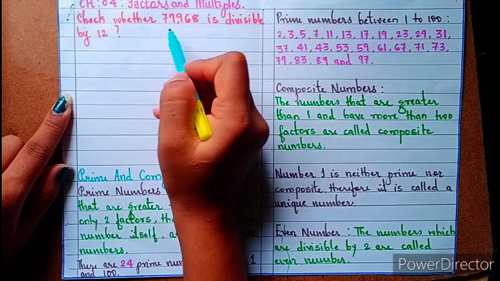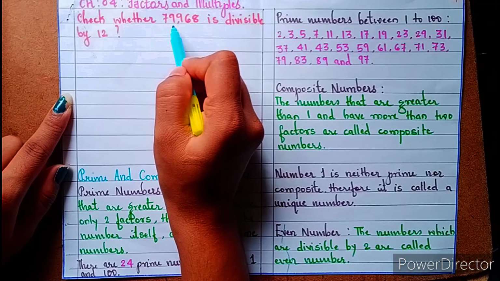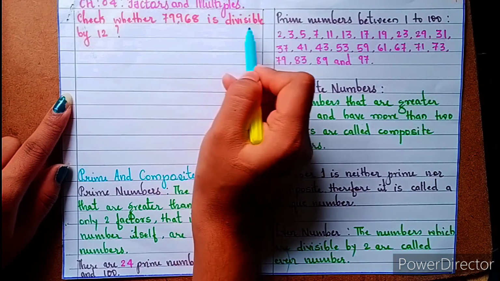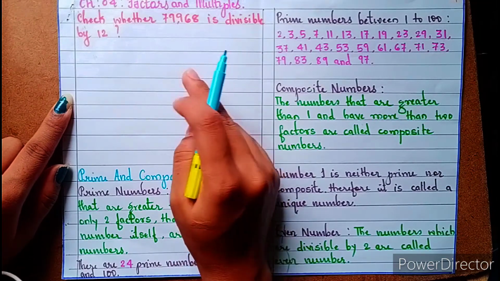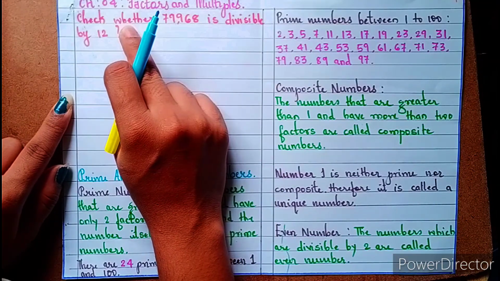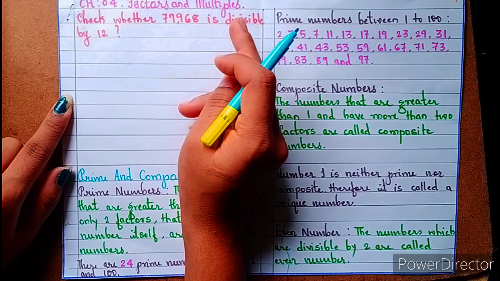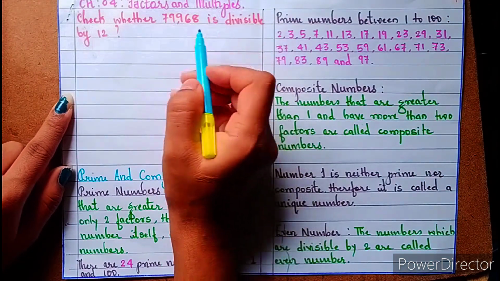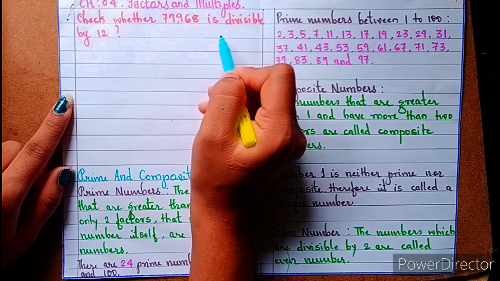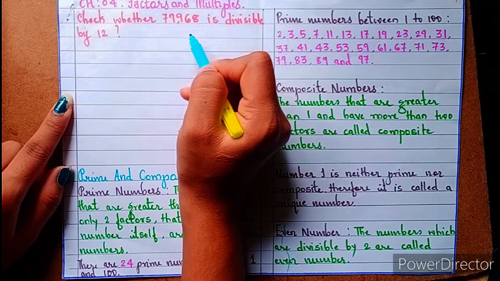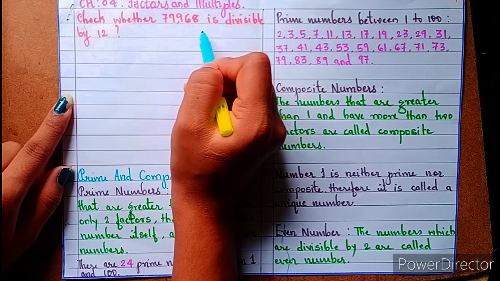Now let's check whether 79,968 is divisible by 12. To check whether the given number is divisible by 12, we have to check the divisibility of 3 and 4. So what is the divisibility rule of 3? The sum of the digits should be divisible by 3. And what is the divisibility rule of 4? The last two digits should be completely divisible by 4.